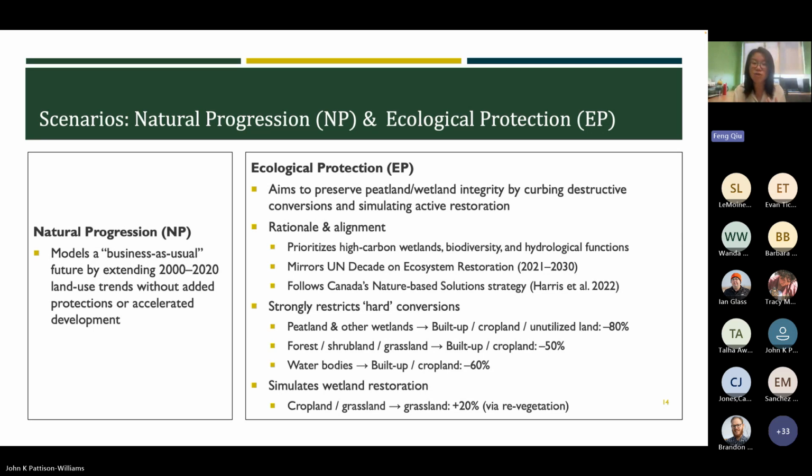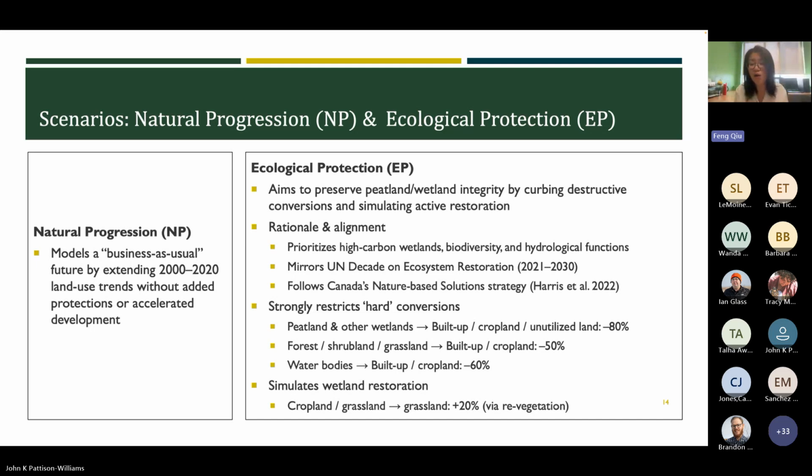And the second scenario is the ecological protection scenario. In this scenario, we try to conserve peatland and wetland, the wetland ecosystems overall, and we also value the biodiversity and the hydrological functions of these lands. So we impose here the third and fourth bullet points, these constraints. We restrict the loss of peatland and other wetland to built up areas, cropland, or unutilized land by 80%. We also reduce the possibility of forest, shrub, and grassland converting to these human activities by 50%, so cropland and built up areas, 50%. And converting water body to built up and cropland, by 60%.